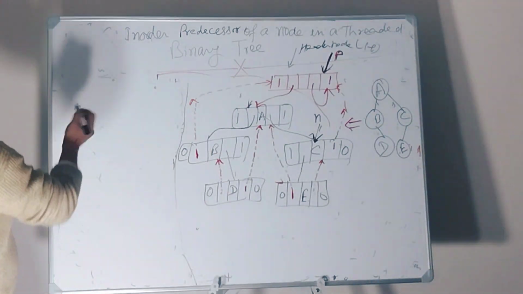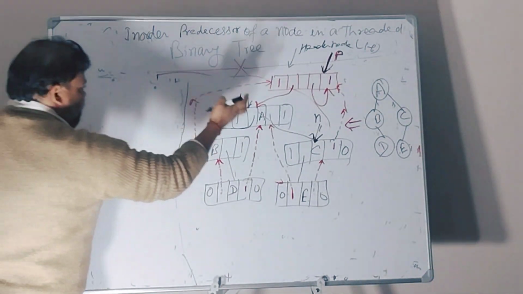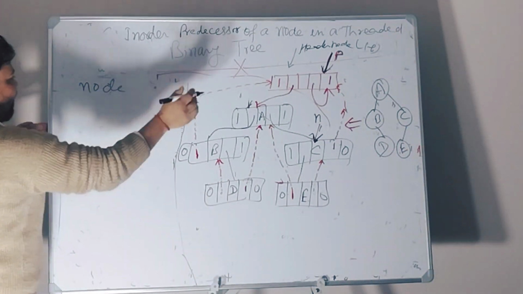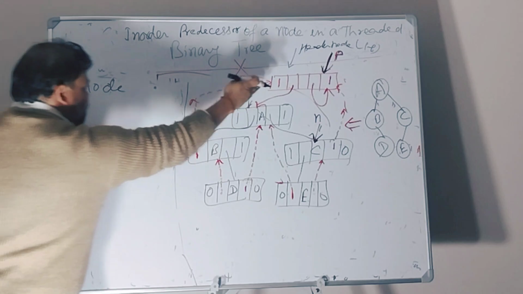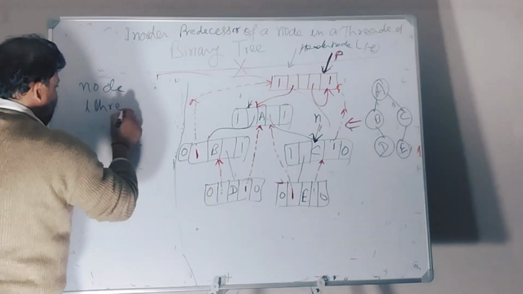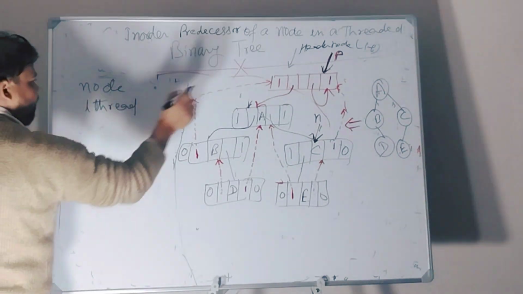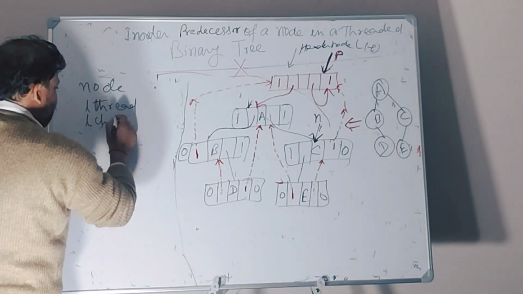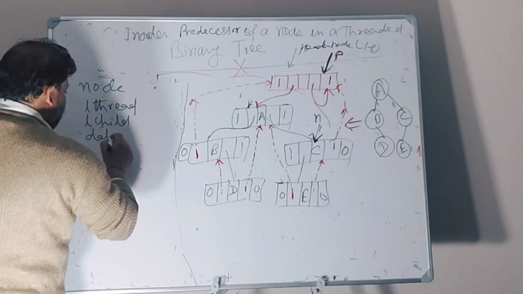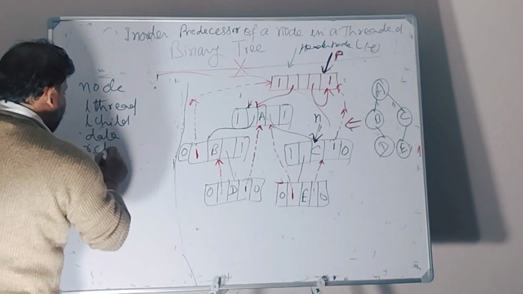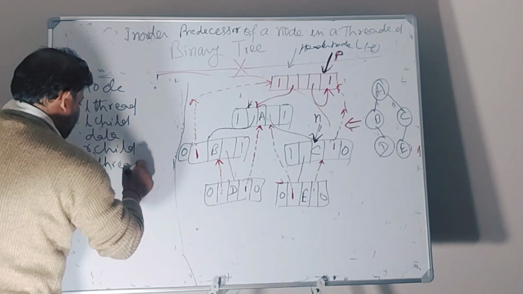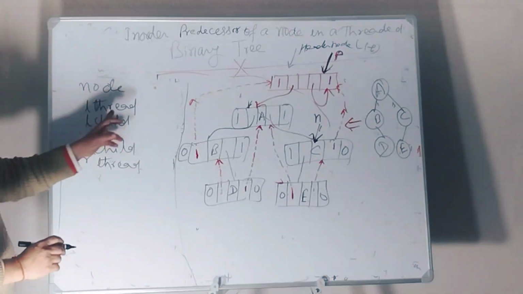So first I'm creating the overall fields that any one node has. I'm explaining from left to right what the representation is. That is L thread, then L child, and then data. Then R child, and then R thread. Now I'm going to specify the details.